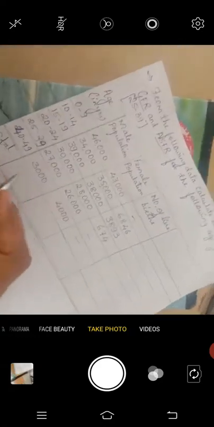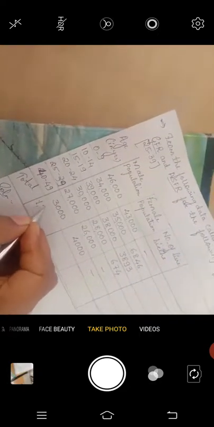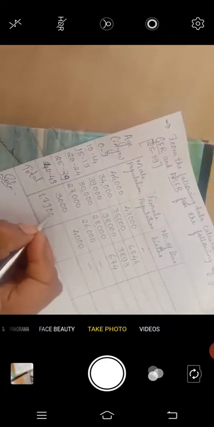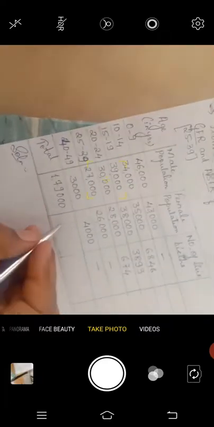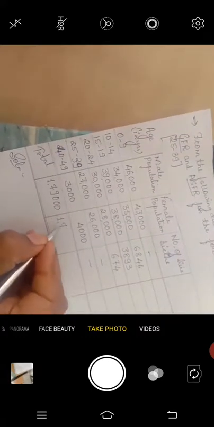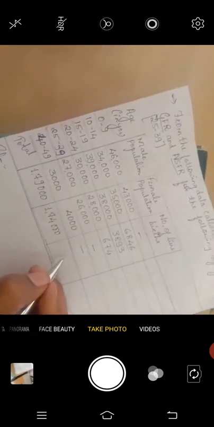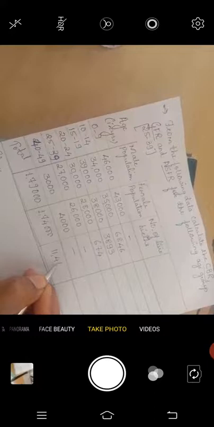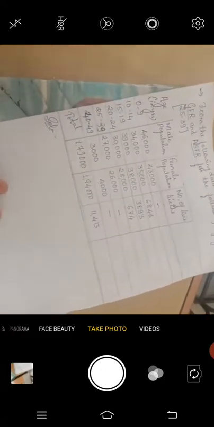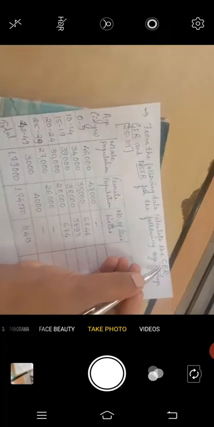So the total of male population is 1,79,000, and do the total of female population also here, 1,74,000, and number of live birth 11,413. Okay, so let us start with the problem. First thing, they are told to find crude birth rate. So first we'll solve crude birth rate.